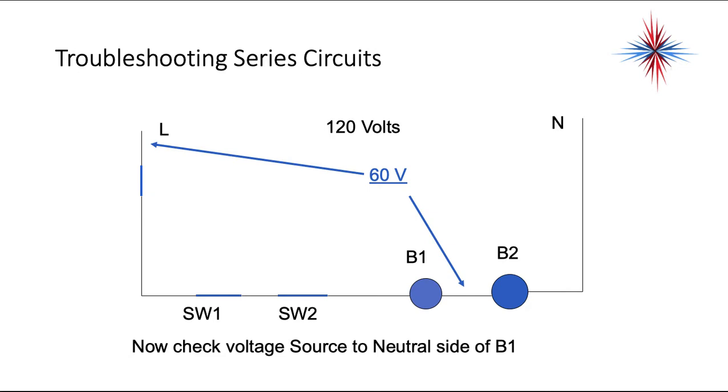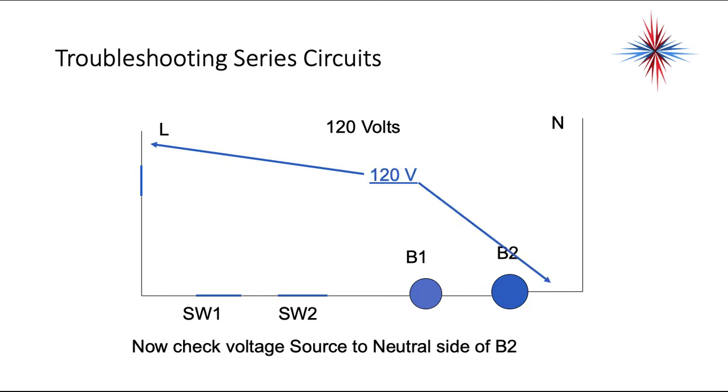Source to neutral side of B1. Now I'm getting less than 120 volts, but I'm getting more than 0. Is this normal? Yes, it actually is, because remember, loads in series split the source voltage. So 60 volts would be an acceptable number. Again, wire is good. I get the same 60 volts there.